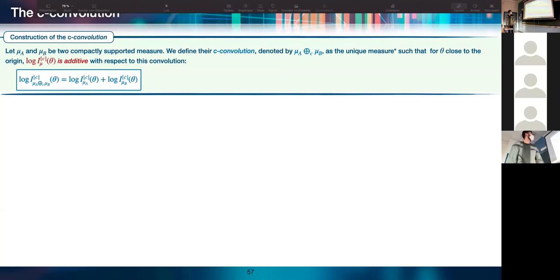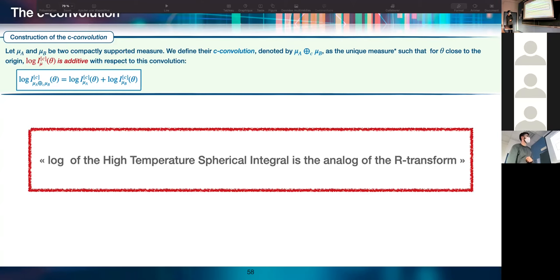All right, so now let's postulate a new operator, which we call the c convolution. And this is defined such that the log of this c spherical integral linearizes this convolution. So that's the equation in blue. Our new c convolution is a new way of combining mu_A with mu_B, and we postulate that it is defined such that the log of the c spherical integral is linear for it. So that's the statement. And this behaves as the analog of the R transform, but for the high temperature regime.